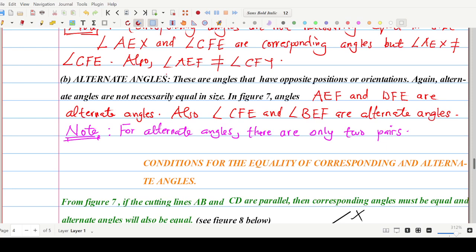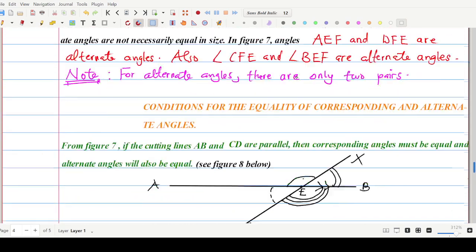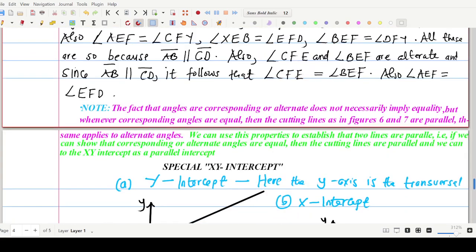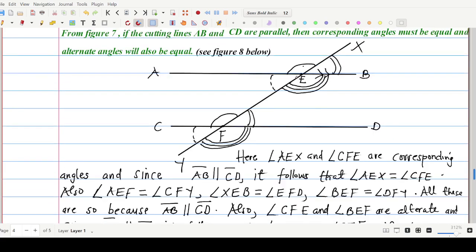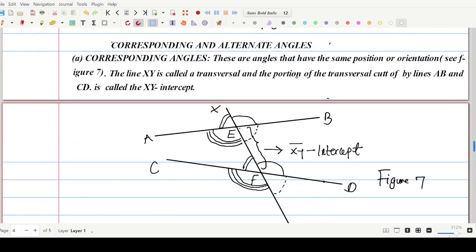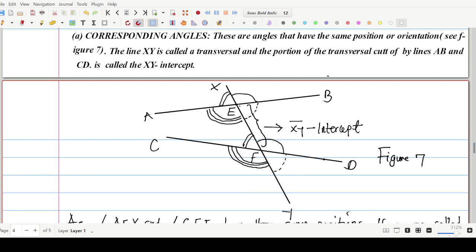Now look at figure 7. We are referring to figure 7 once again. Here's figure 7. From figure 7, if the cutting lines AB and CD are parallel, look at this figure here. If you observe carefully, the cutting lines AB and CD, can you see that? They cut a line XY. The name of the line is called a transversal. You understand? This line XY that is cut by the lines AB and CD is called a transversal.